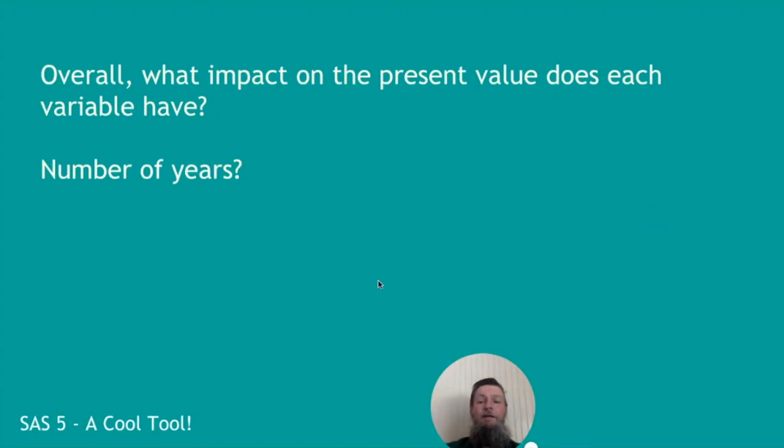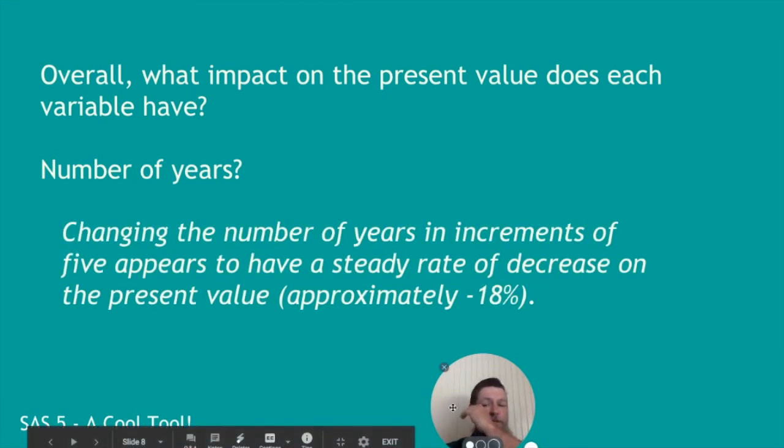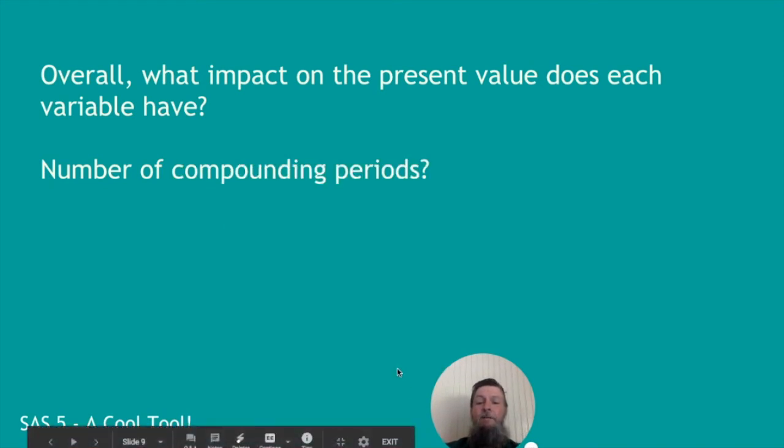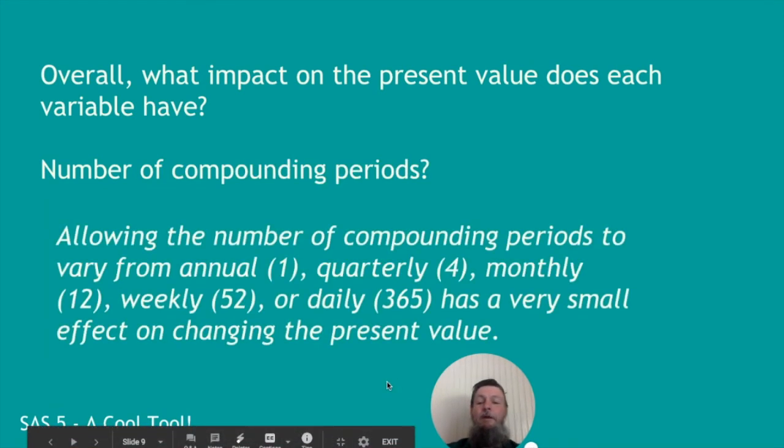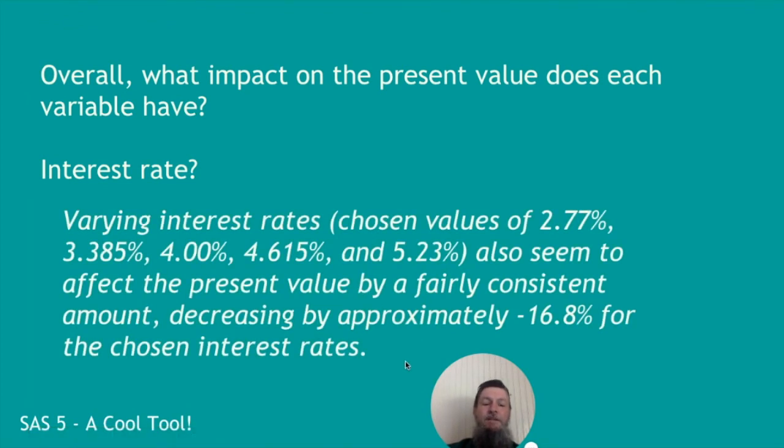So overall, what impact on the present value does each variable have? Number of years. Changing the number of years in increments of 5 appears to have a steady rate of decrease on the present value, or a discount rate of 18%. How about number of compounding periods? Allowing the number of compounding periods to vary from annual, quarterly, monthly, weekly, or daily has a very small effect on changing the present value. Again, interest rate, massive changes, 16.8% down, but it's still not as much as the time. If you change time, that changes a lot of things.